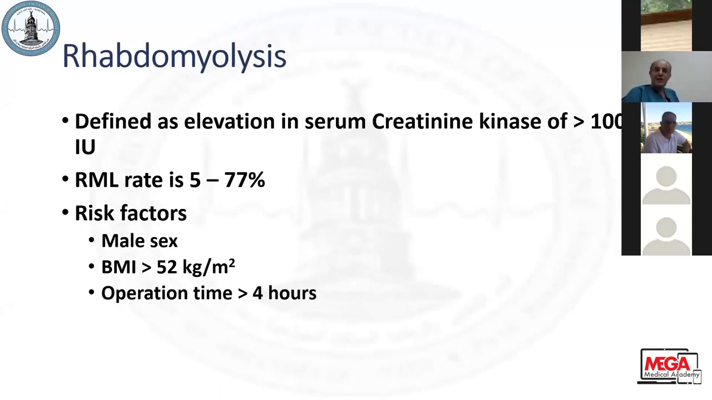Rhabdomyolysis is defined as elevation in the serum creatinine kinase of more than 1,000 international units. Its rate is not uncommon, even in laparoscopic surgery, but in prolonged laparoscopic surgery, it reaches up to 77% in some papers presented in the literature. The risk factors for rhabdomyolysis are male sex, body mass index of more than 52 kilograms per square meter, and operation times more than 4 hours.